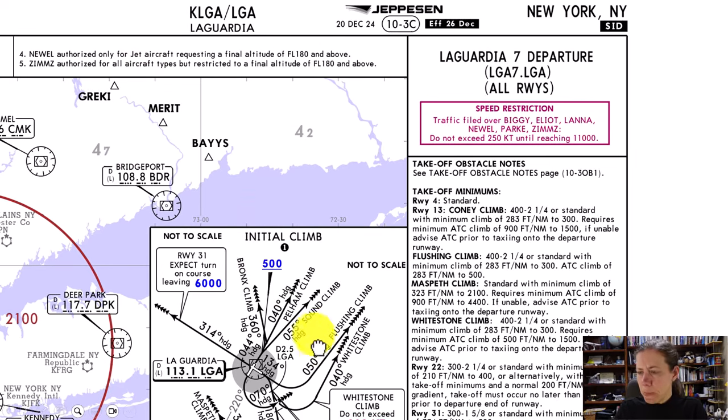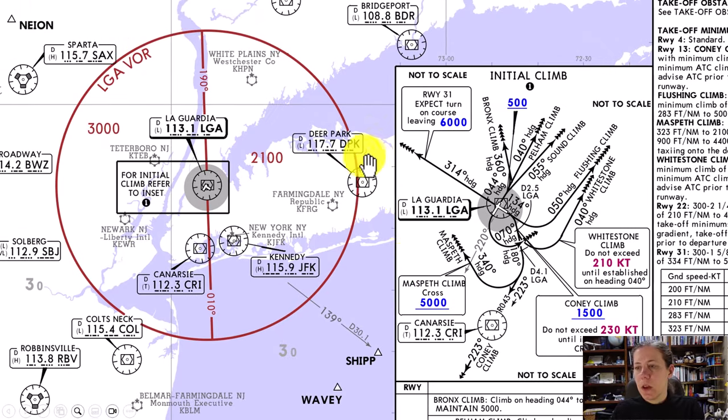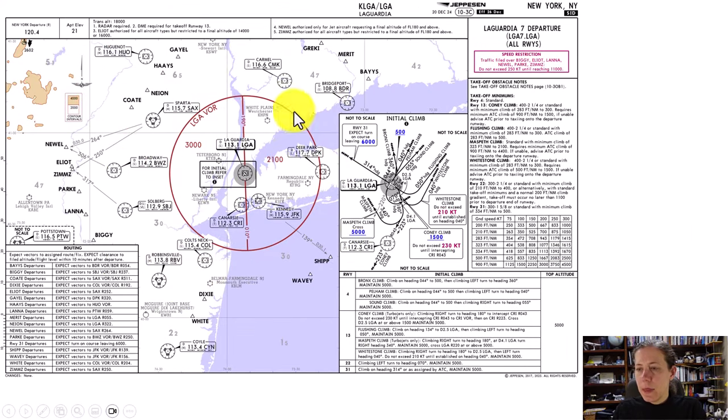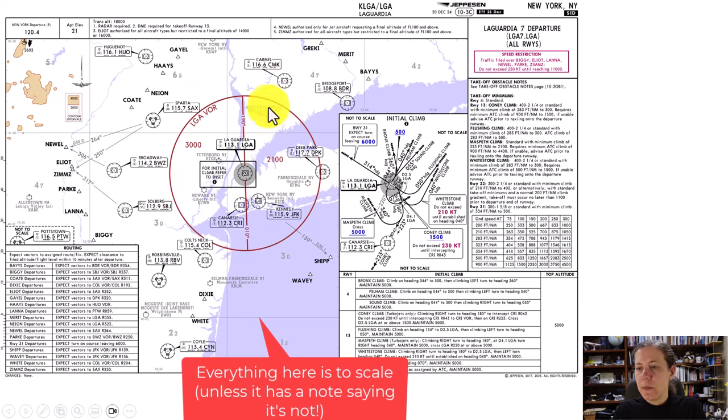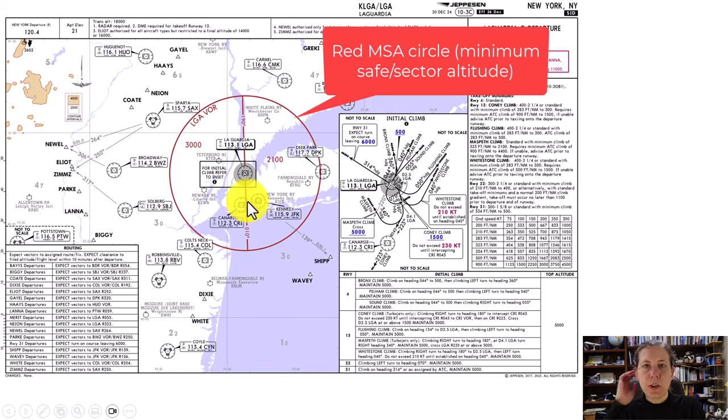Okay. Now, this one is interesting. This is all to scale on my view here. This circle right here is my MSA. And if you recall from my video about Jeppesen charts before, or anything else you know about Jeppesen charts, an MSA, minimum safe altitude, minimum sector altitude, the FAA seems like it can't make up its mind.